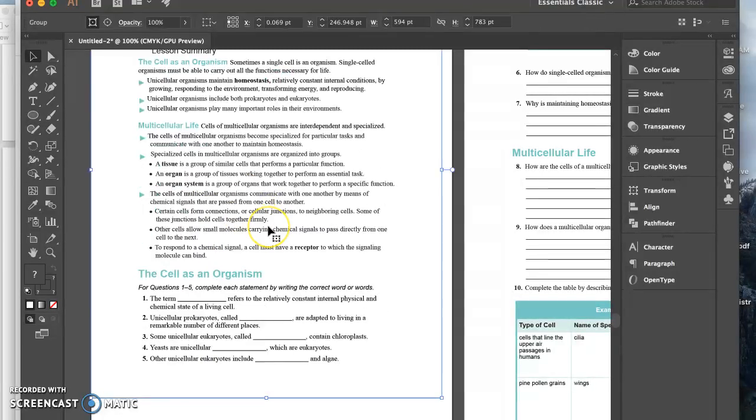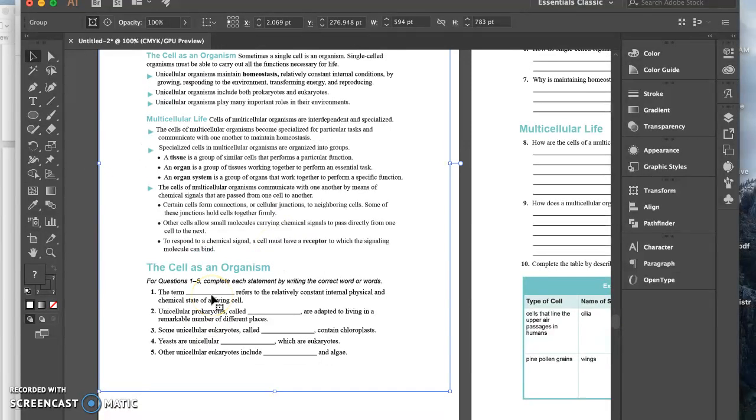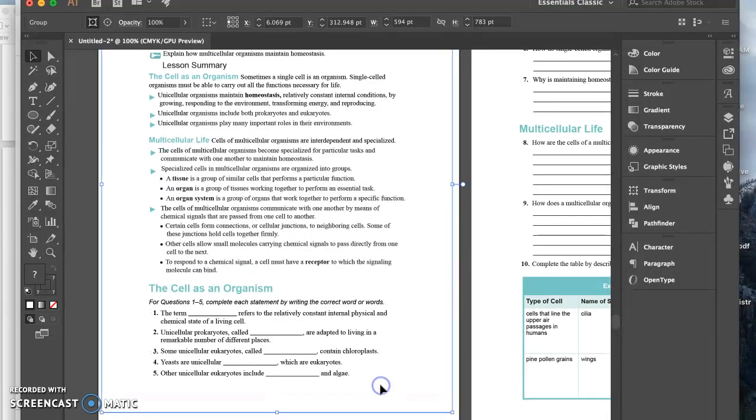Going down here to the bottom of the page, we know that homeostasis is how things are trying to maintain their constant internal environment. And then we have here unicellular prokaryotes. So if you remember those, unicellular means one cell. Prokaryotes are things with cells that don't have parts for the most part. They don't have Golgi apparatus and nuclei and all that kind of stuff.